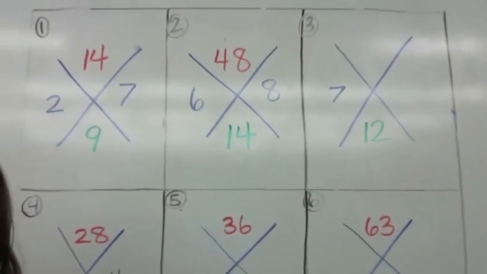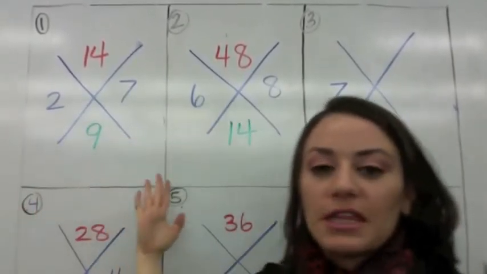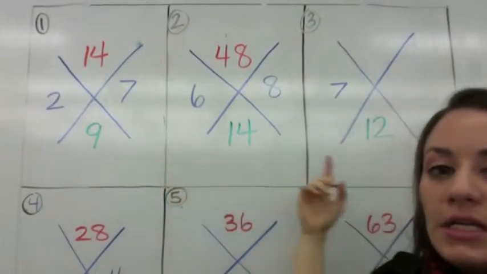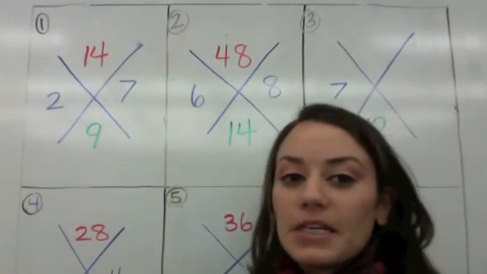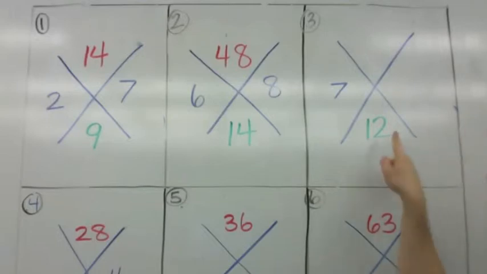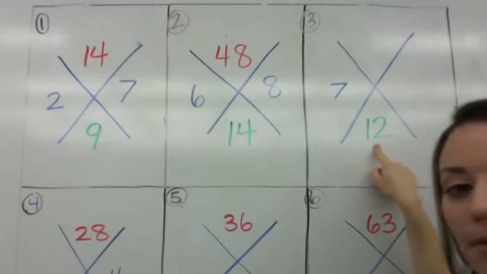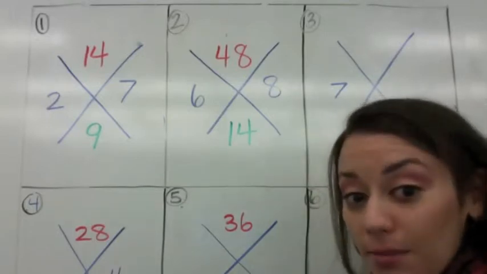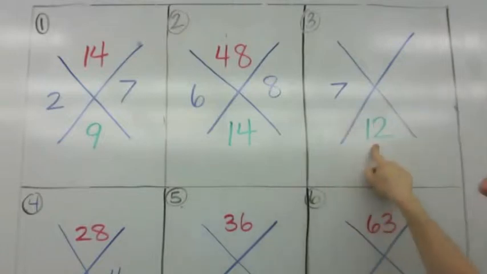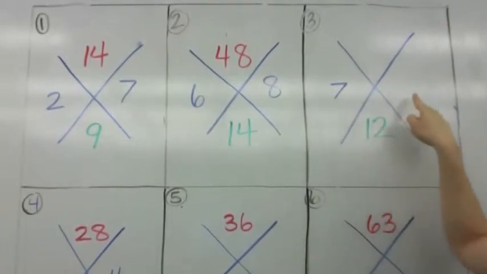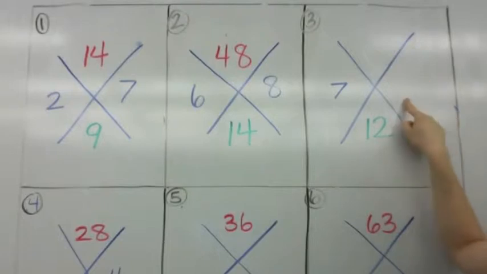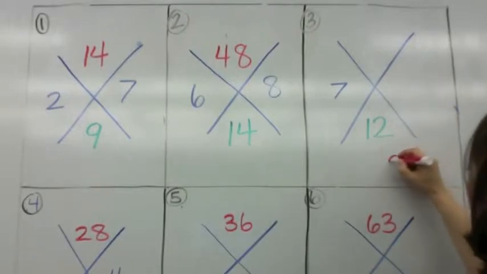All right, guys. Make sure you get that down. Now 3 and 4 are a little bit different because they give you the bottom number. The bottom number is the sum, right? And they give you one of the numbers, but you have to figure out this one. So in order to solve these problems, you have to subtract.